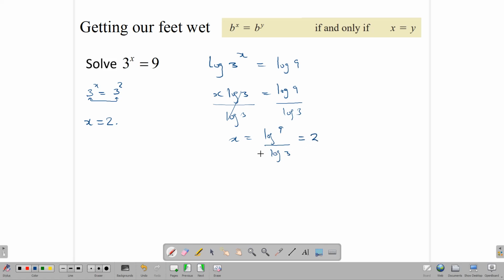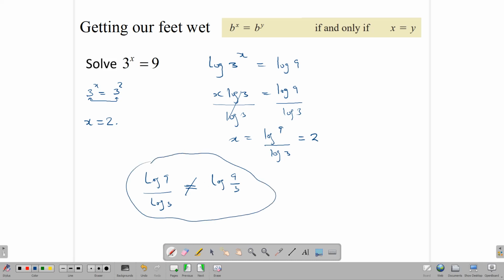Now I should point out here that the log of 9 divided by the log of 3 is not the same thing as log of 9 over 3. These are two very different things. And so remember, when you're writing down your logs, that in using the rule, the log of a product is equal to the sum of its logs, and the log of a quotient is equal to the difference of its logs, but you cannot write this log 9 over log 3 as 9 over 3. They're two very different things. So we'll get 2 here, and that's the same answer we got over there.